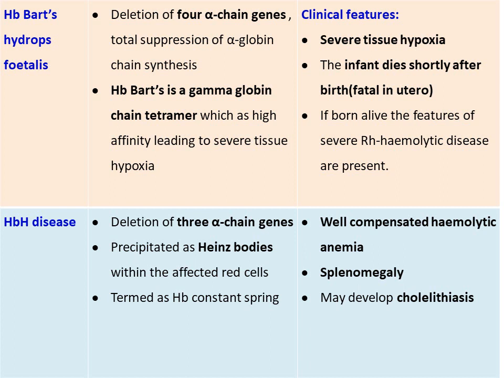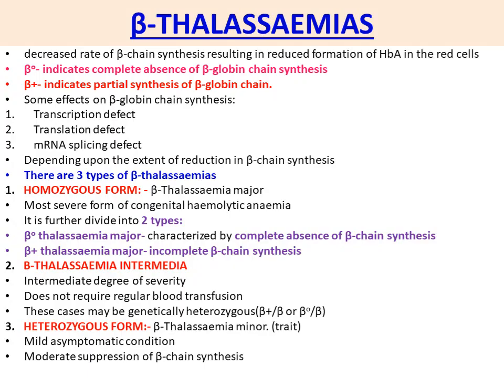Then HbH disease: deletion of 3 alpha chain genes, precipitated as Heinz bodies within the affected red cells, termed as Hb Constant Spring. Well compensated hemolytic anemia; splenomegaly may develop, cholestasis. Then important here, beta thalassemia, which is the major one in India.